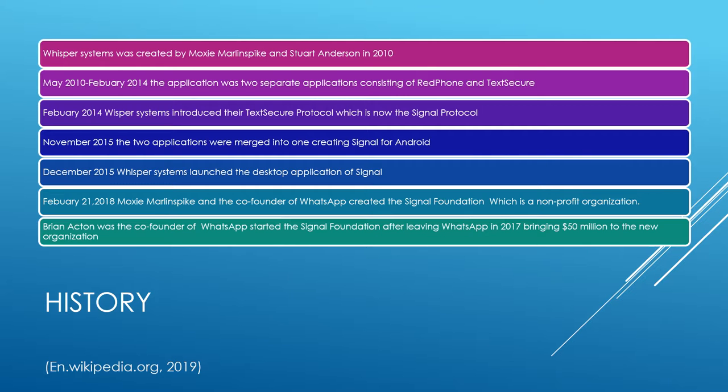On February 2014, Open Whisper Systems introduced their second version of their TextSecure protocol, which is now known as Signal Protocol. On November 2015, the TextSecure and Redphone applications on Android were merged to become Signal for Android. And then on February 21st, 2018, Moxie Marlinspike and WhatsApp co-founder Brian Acton announced the formation of the Signal Foundation, a non-profit organization whose mission is, as quoted, to support, accelerate, and broaden Signal's mission of making private communication accessible and ubiquitous.